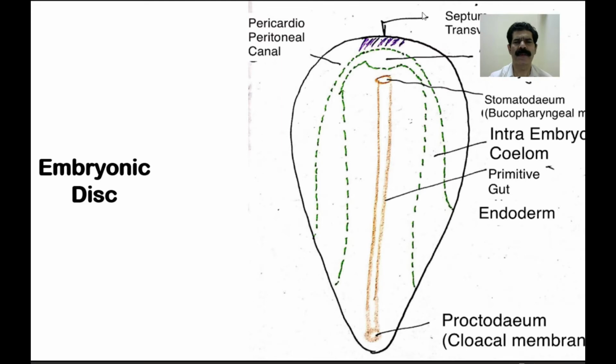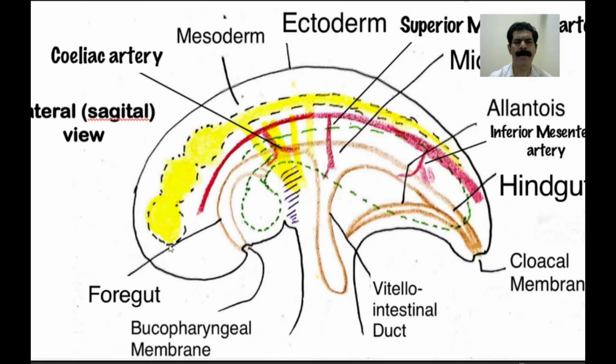So first, this was the disc we have seen, this is an embryonic disc which in the third week will undergo the lateral as well as the craniocaudal folding, and the flat disc becomes a tubular form with all these structures present in it. So this is the lateral view or the sagittal section of the embryo. This view has to be kept in mind.